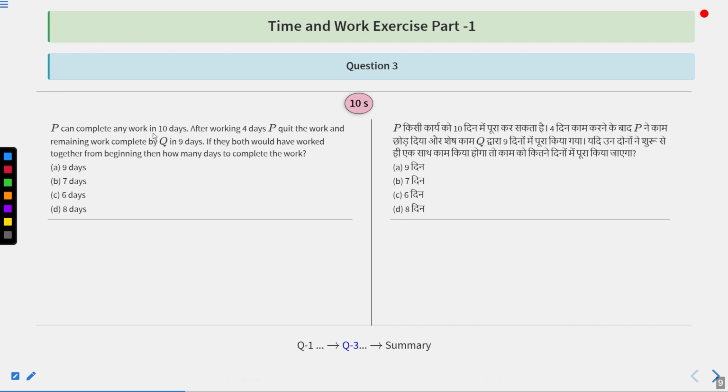P can complete any work in 10 days. After working 4 days, P quit the work and the remaining work was completed by Q in 9 days. If they both would have worked together from the beginning, then how many days to complete the work? 9 days, 7 days, 6 days, or 8 days. These are the options.